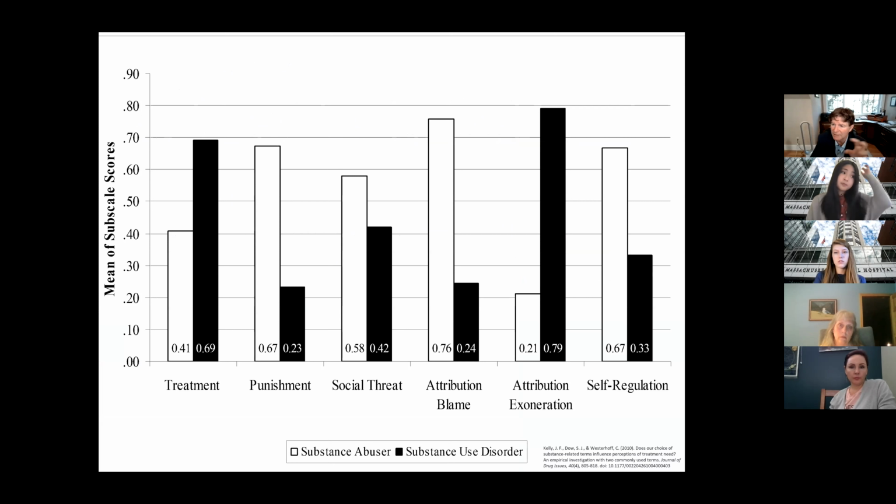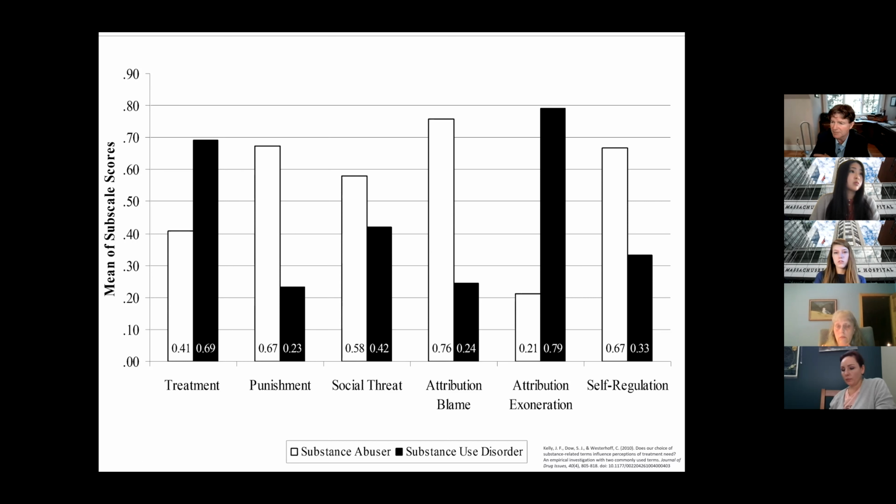What about the general public? Again, these were even bigger differences in a similar study we did in the general population sample. Again, contrasting describing someone as a substance abuser versus having a substance use disorder. And look at the magnitude of the differences here in terms of likelihood of treatment, likelihood of punishment, being a social threat, being to blame, and being able to self-regulate their abuse. That is to say, that they really do have control and that they're engaging, therefore, in willful misconduct.